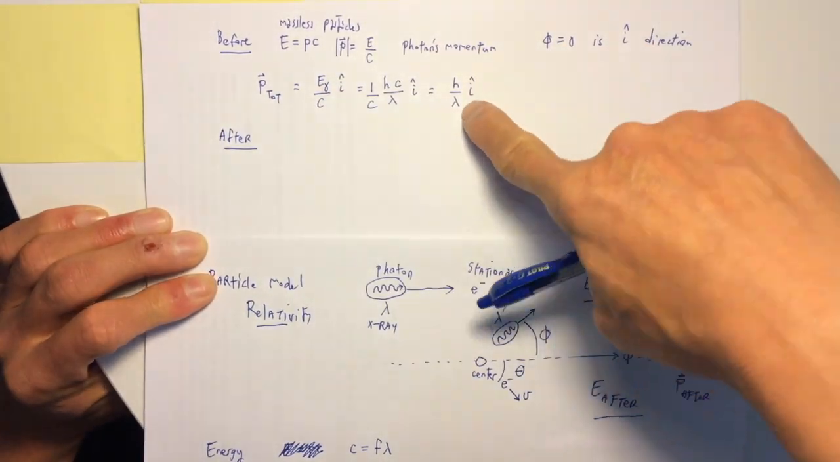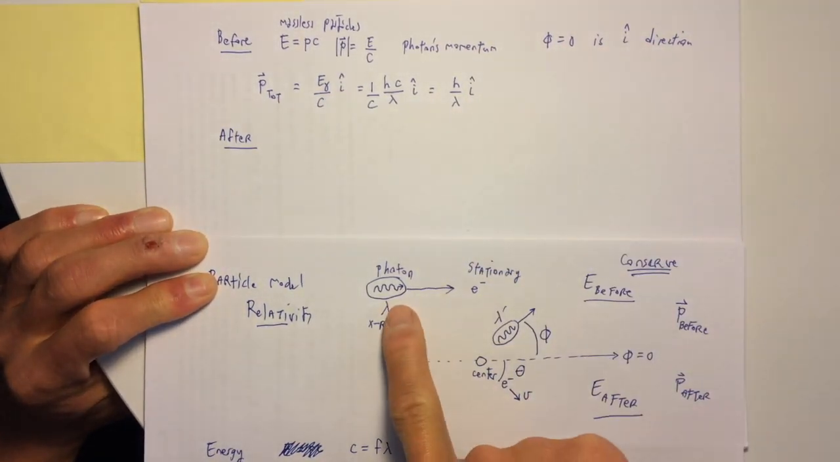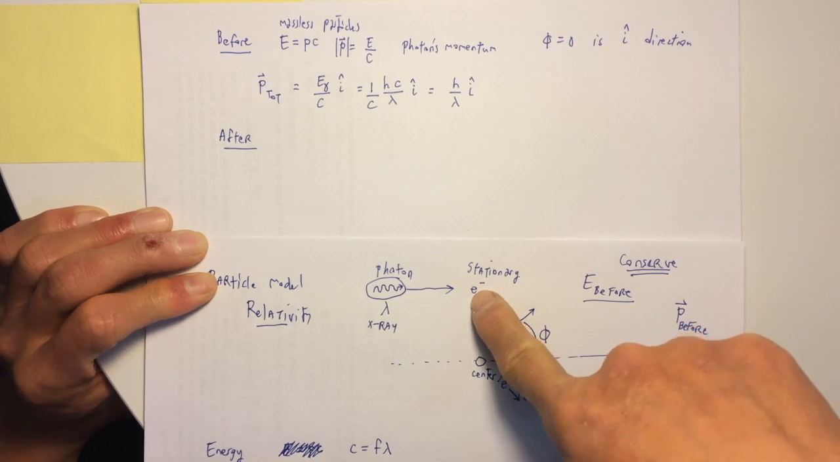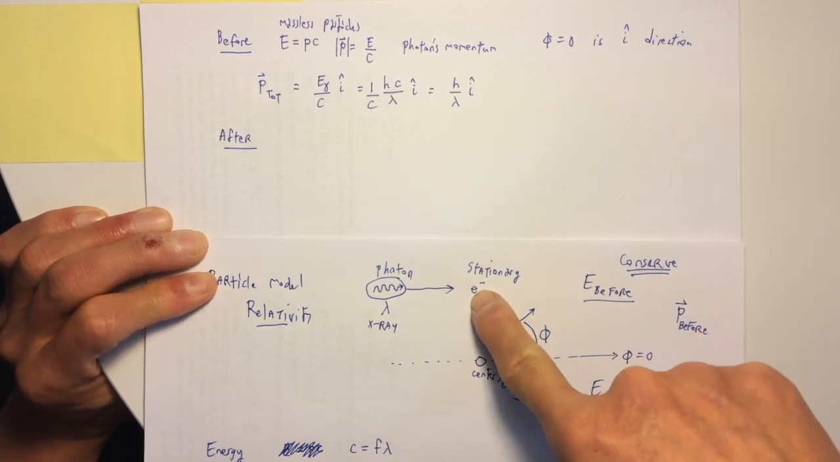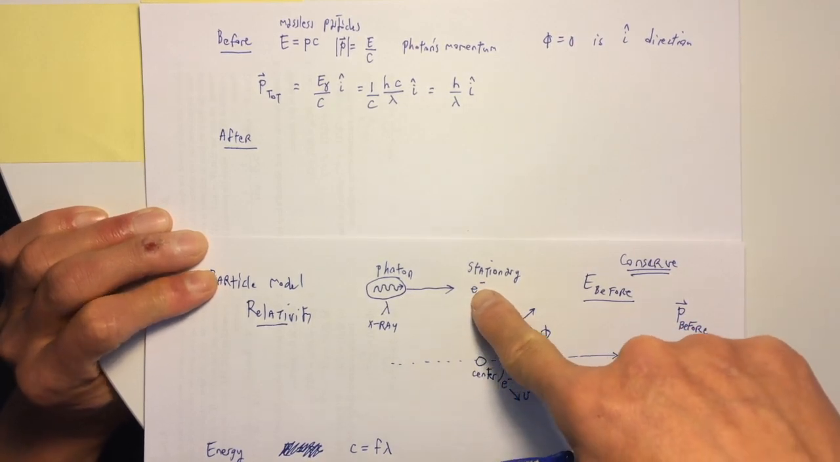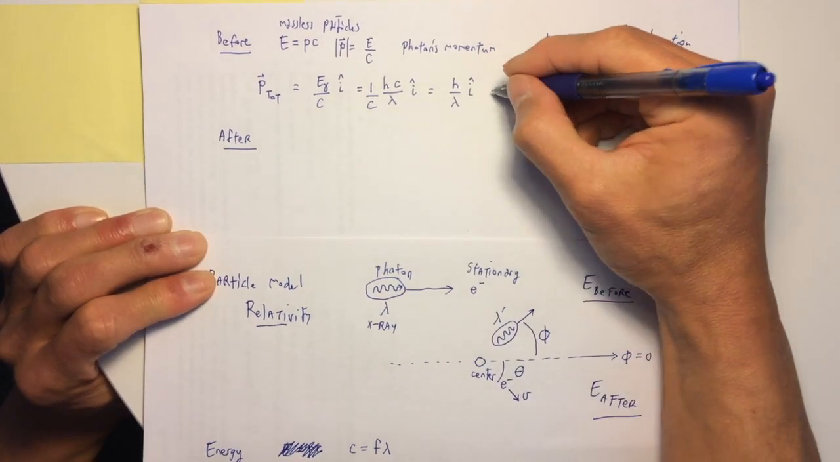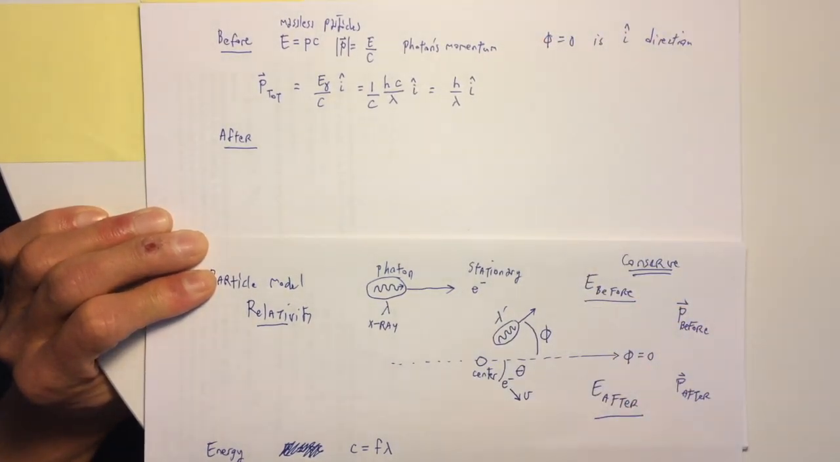So this is the incoming momentum. That's all there is, the momentum of a photon. The stationary electron has no relativistic momentum, or it has relativistic momentum equal to 0. So I can add plus a 0, but you know what I'm talking about. So afterwards, though, it's a more complicated story.